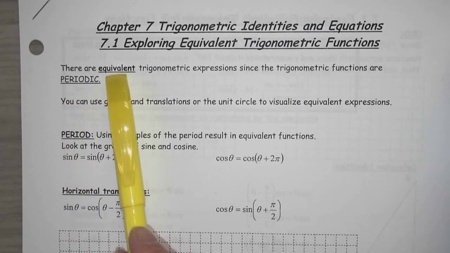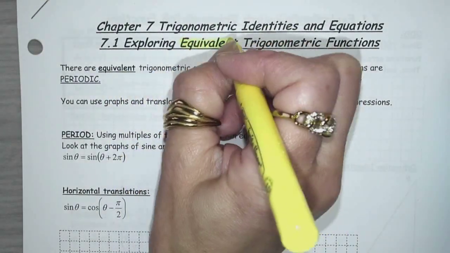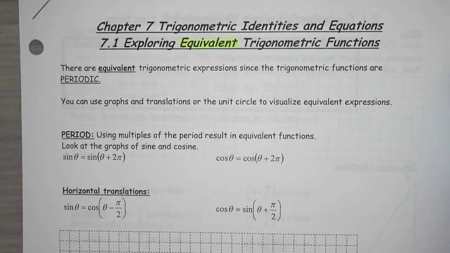For 7.1, we're just looking at what an equivalent trig function is. Just a little bit of an exploration of some different ones that we haven't talked about before, or we have looked at before, and we're just going to highlight little characteristics. So there's a little bit of equivalent work here. So a lot of this lesson today is going to be about just what's equivalent to each other.